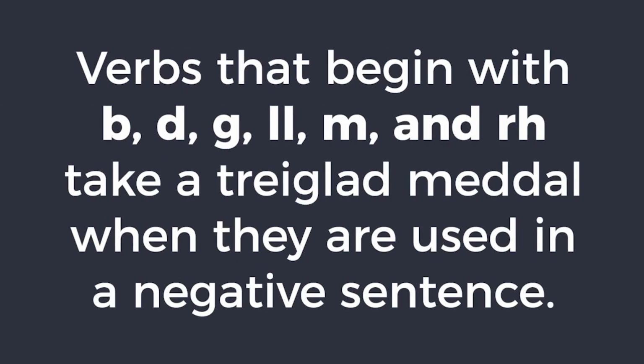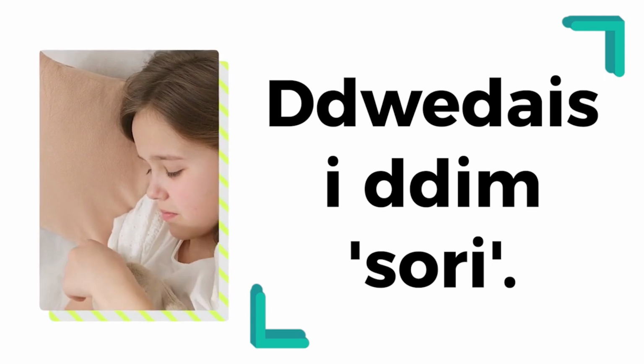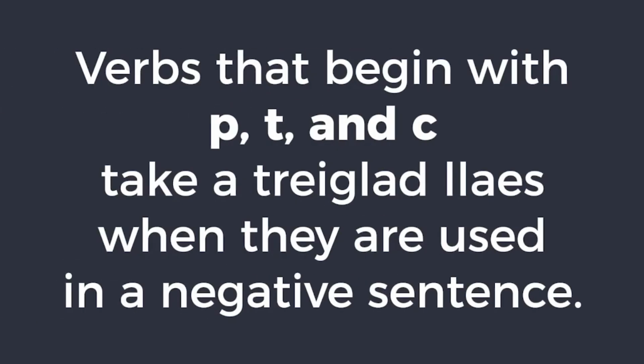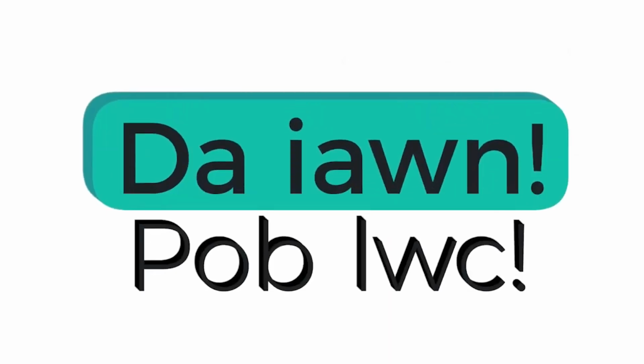Verbs that begin with b, d, g, and r take a treiglad meddal, soft mutation, when they're used in the negative sentence. Enghraifft. Ddwedais I ddim sorry. However, verbs that begin with p, t, and c take a treiglad llais, aspirate mutation, when they're used in the negative sentence.